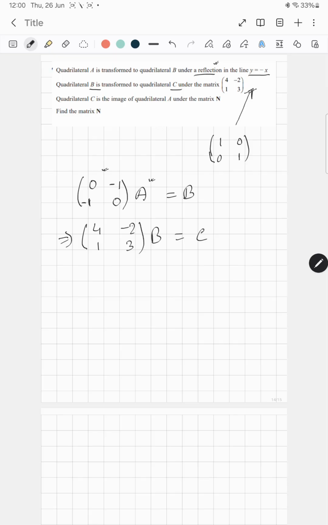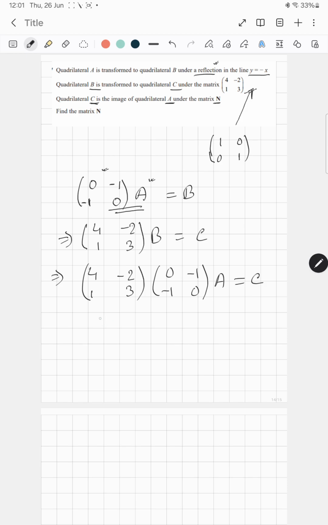Now I am trying to figure out how I can get a relation between A and C. The third point says quadrilateral C is the image of quadrilateral A under N. Now here what can I do? Let me put the value of B. The value of B is this one. Now 4 1 minus 2 3, this one, into this matrix, into A will be C, right?